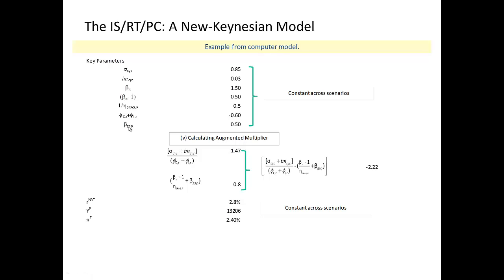well, this is another parameter from our short run Taylor rule. This is our response of the interest rate, monetary policy, to changes in the output gap. Okay, so this is our compound parameter here, our augmented multiplier. And you can see that our natural rate of interest was assumed to be 2.8%. Our potential output was assumed to be 13,206 billion, and our target rate of inflation was assumed to be 2.4%.